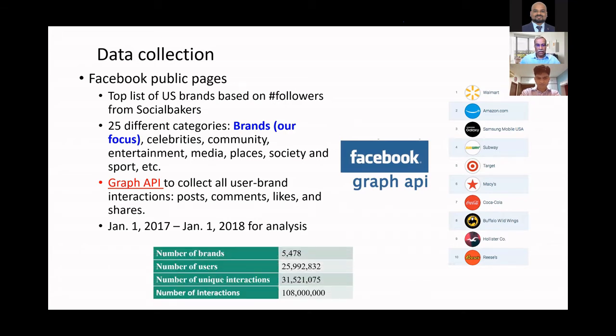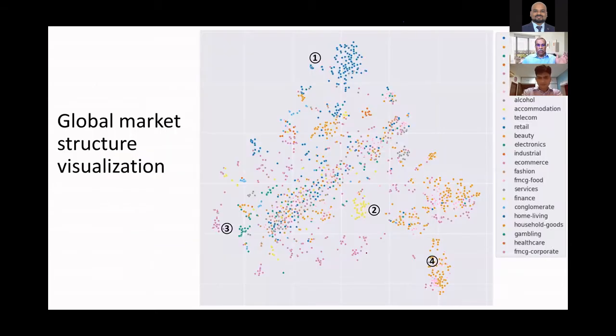You can see here the number of brands is approximately 5,500. The number of users is 25 million, with 31 million unique interactions, and the number of interactions is about 108 million. So we have 108 million data points here. The interaction is user 1 liking B1, user 1 liking B2, and so on. All this data is now being crunched up using this autoencoder idea.